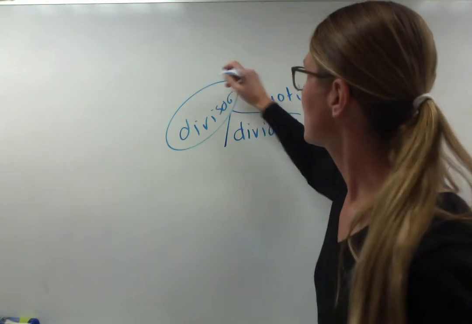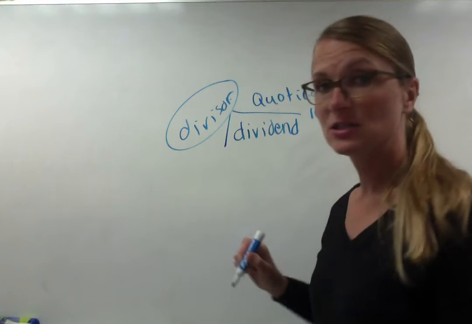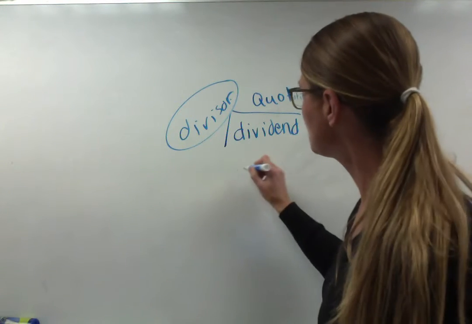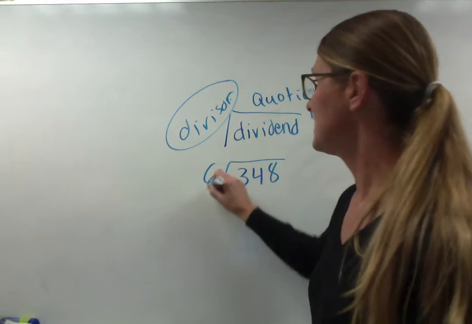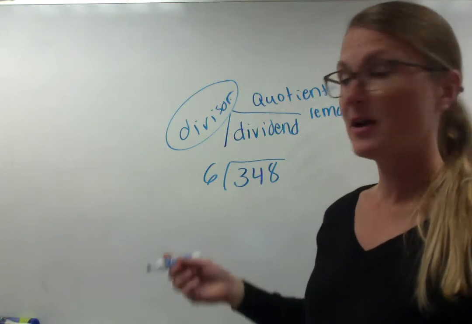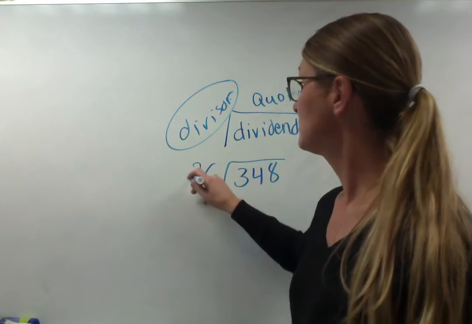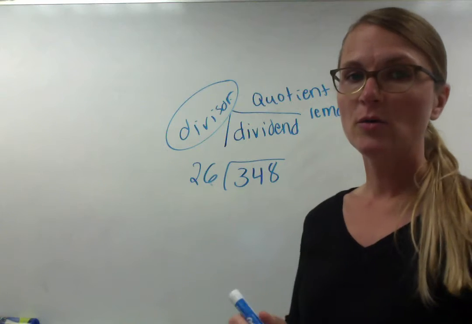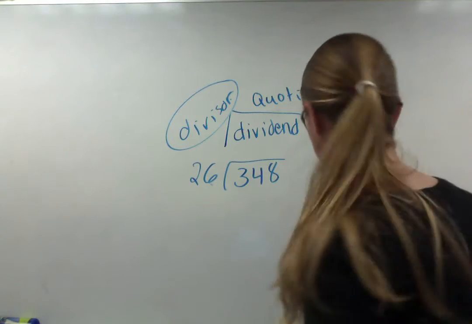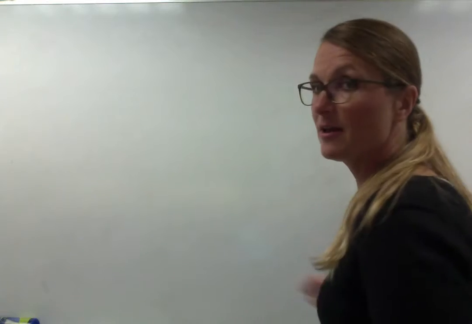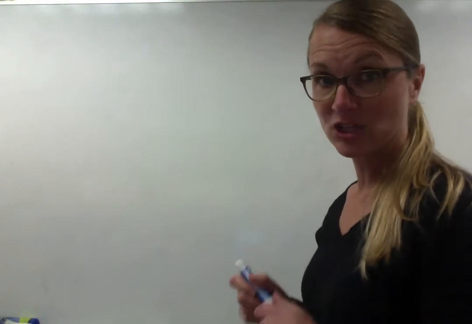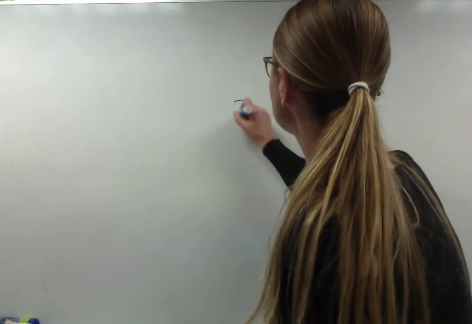So this is what we're talking about today, a divisor that has two digits instead of one. Previously we might have done 348 divided by 6, but today we're going to be talking about 348 divided by 26. So the number is bigger, the process is the same, okay? You still go through the same exact steps, except it's going to involve a little bit more guessing and checking, if you will.